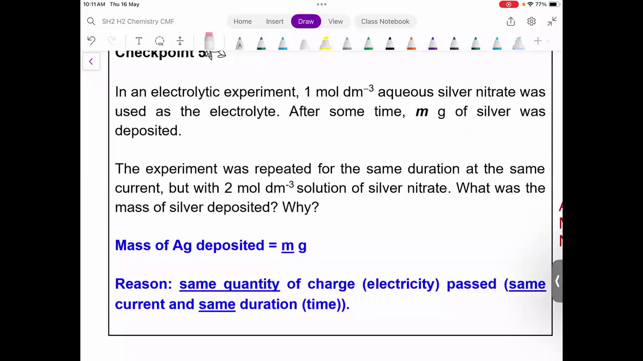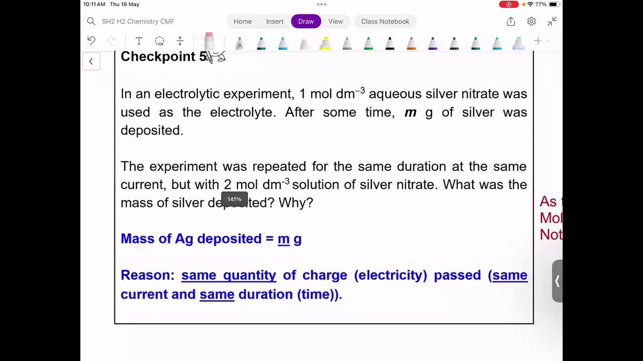Do recognize that using the same potential difference, or the same current and time duration, the number of moles of electrons provided is the same. So as long as the mole of electrons provided is the same, how much of your ions are discharged should remain the same, because it's driven by electricity. Can make sense?